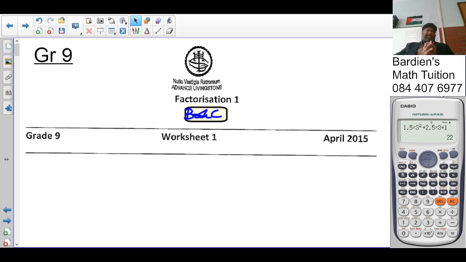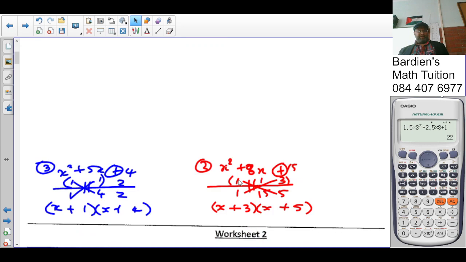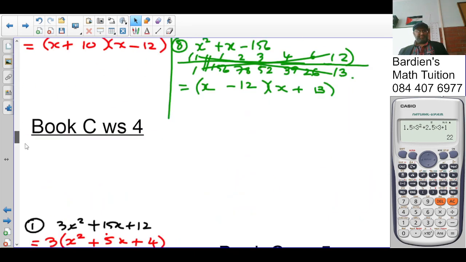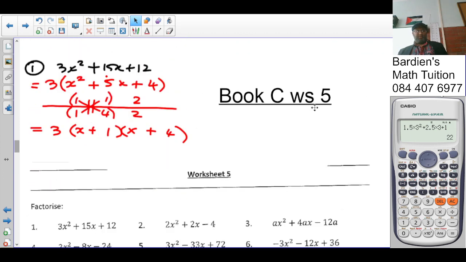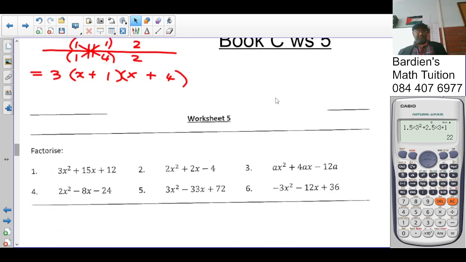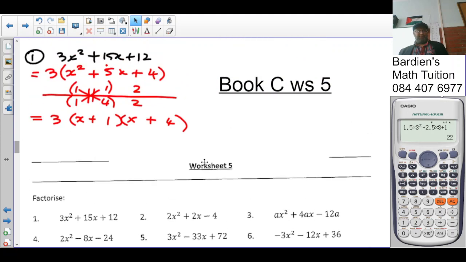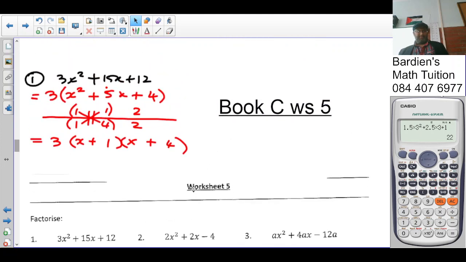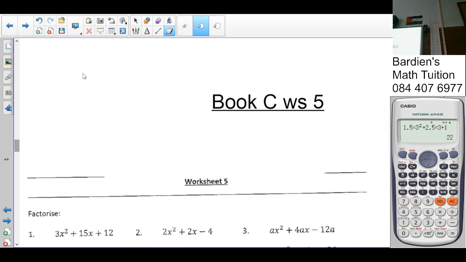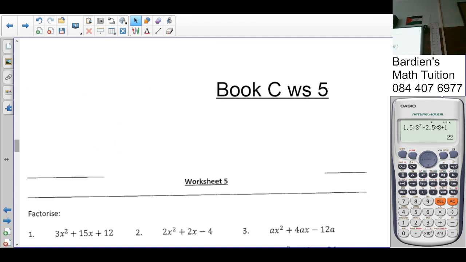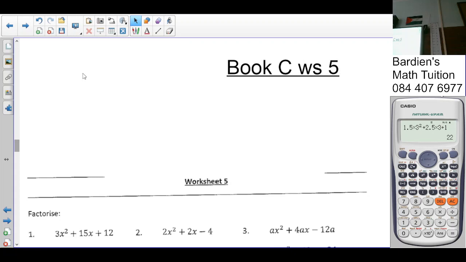So today we're looking at factorization. We're looking to wrap up this section of work. We were on book C, worksheet 5, correct? We did one sum already. Okay, so let's look at number 2 quickly. Your homework was worksheet 5 and 6, no? And 7, okay. So let's run through this quickly.